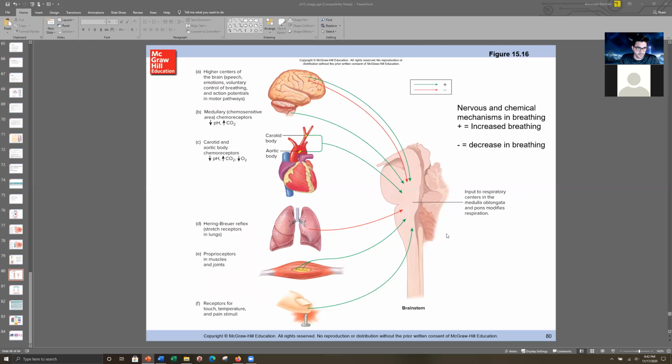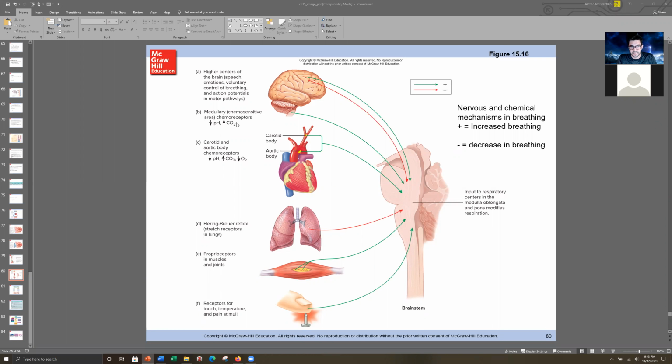The last thing I'll leave you with is how nervous and chemical mechanisms can affect breathing rates. The green lines represent our increased breathing rates, and the red lines represent our decreased breathing rates. All of these come back to the input into the respiratory centers in the medulla oblongata and pons, which will then modify our breathing behavior. Higher centers of the brain, things like speech, emotions, voluntary control of breathing, and action potentials in our motor pathways can both accentuate or decrease breathing behavior.